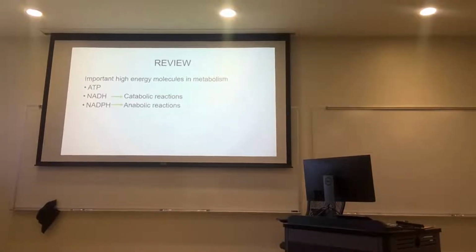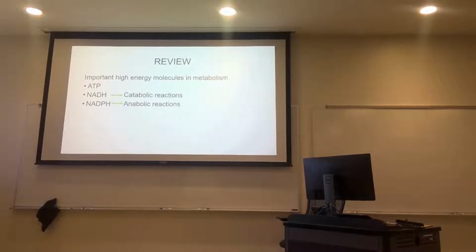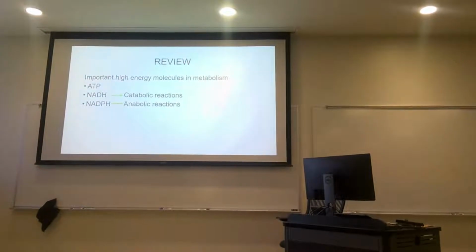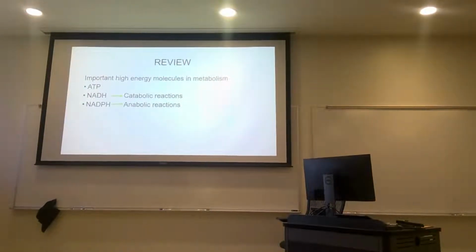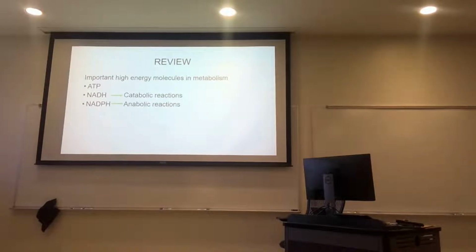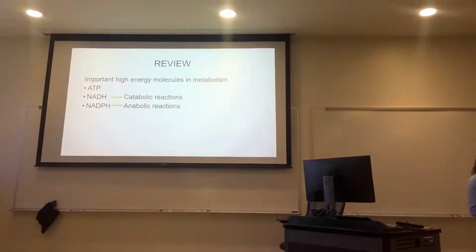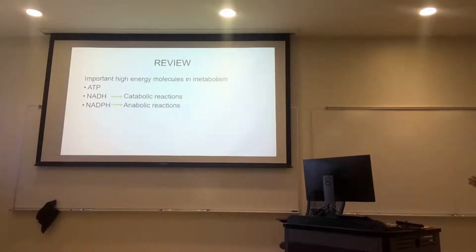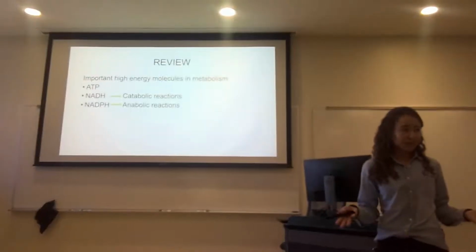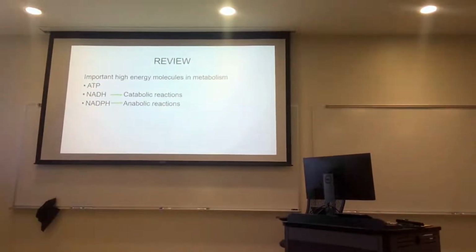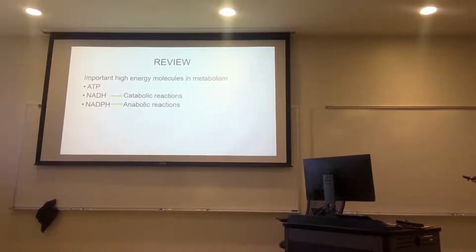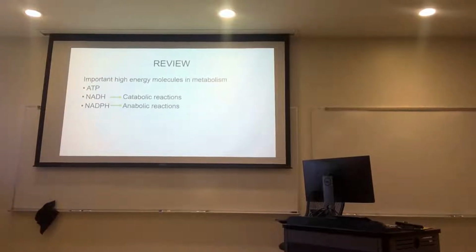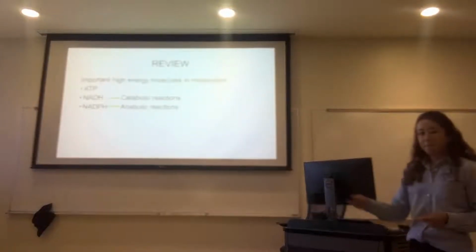So whenever we think of high energy molecules in metabolism, of course we think of ATP. That's one that everybody is familiar with. But then there are 2 different types of molecules. We have NADH and we have NADPH. NADH, if you just want to go home and look at glycolysis or the Krebs cycle, you're going to see the outputs of those catabolic reactions are going to be NADH. The outputs required for anabolic reactions is going to be NADPH.